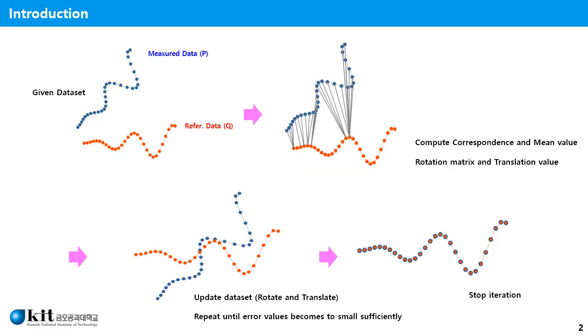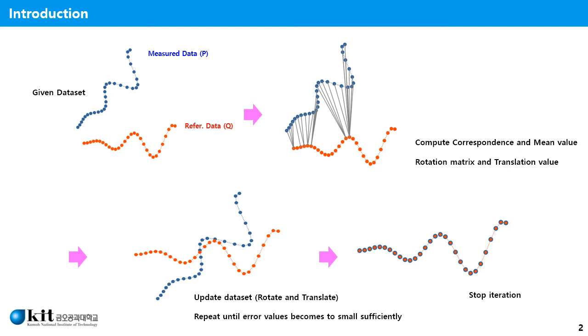These are the fundamental steps to implement the ICP algorithm. In this page, I will present the whole step briefly. Before we start, we need two given data sets. One is measured data P and the other is reference data Q. At first, we have to compute the correspondence of the two data and the mean values of each data set, P and Q.